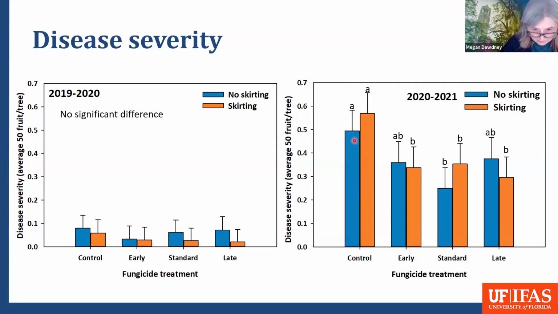So skirting has an inconsistent effect all year long. Some treatments it helps, some treatments it doesn't. So you just can't make a conclusion from that. In this case, in each year, we do see a significant effect of the fungicide program. So we are reducing the amount of disease on the fruit with our fungicide programs, but it's a very heavy pressure year.